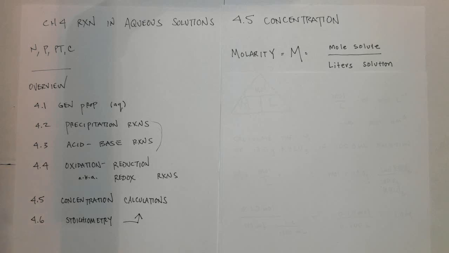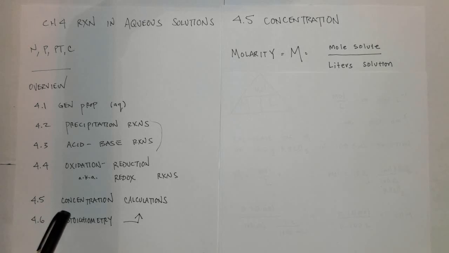So here we are in chapter 4. We're right about this area right now. So far we've learned some general properties of aqueous solutions, 3 different types of reactions, and now we go into the mathematical area by putting some math to some of these concepts we've already learned.